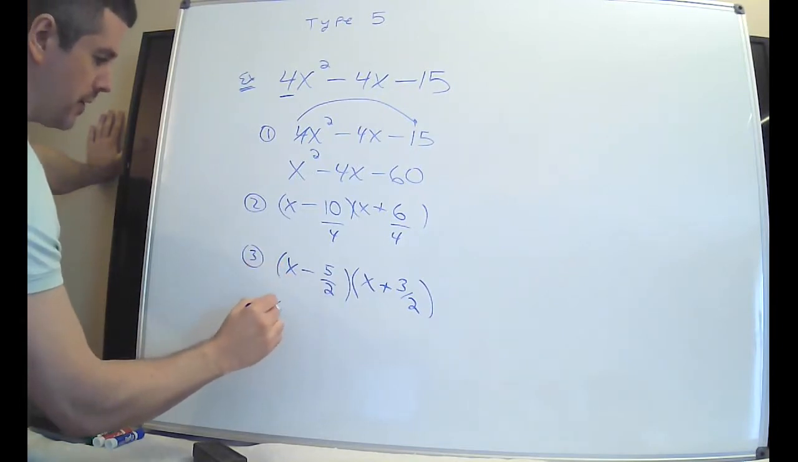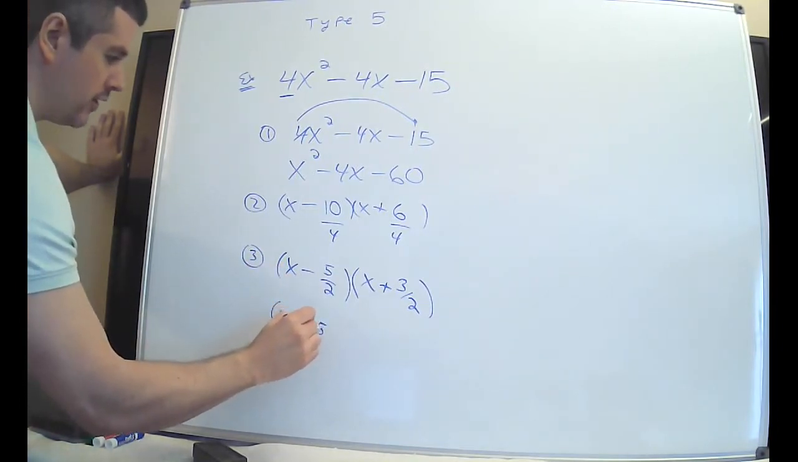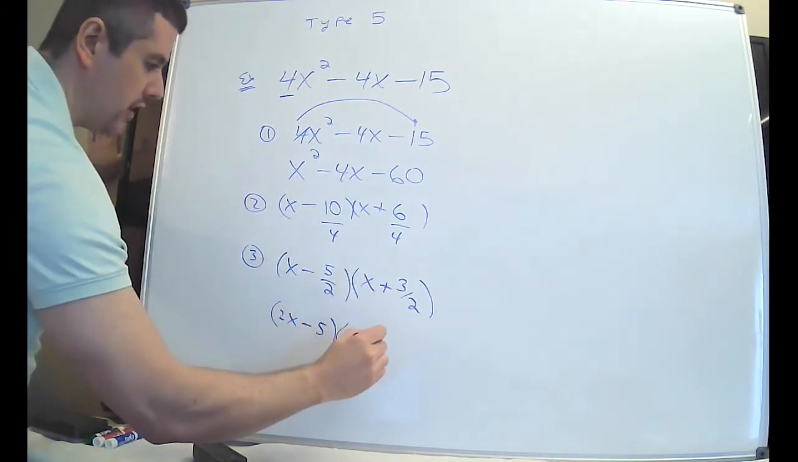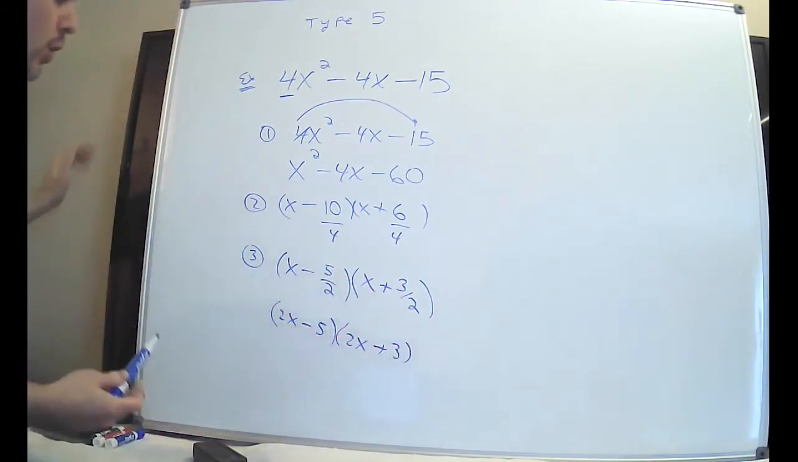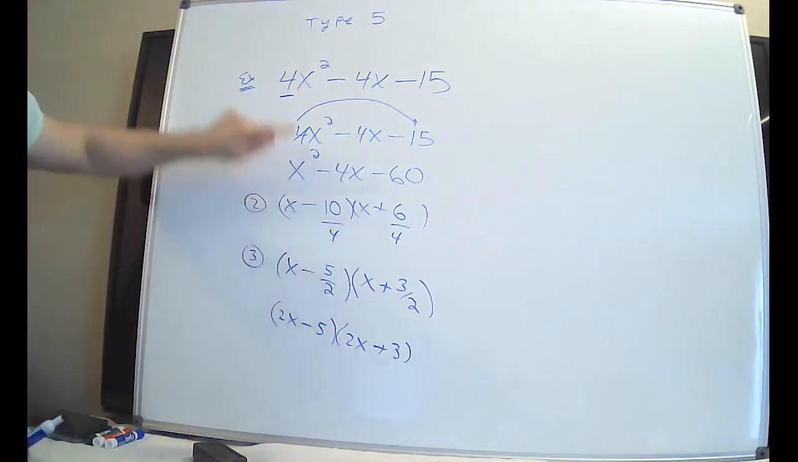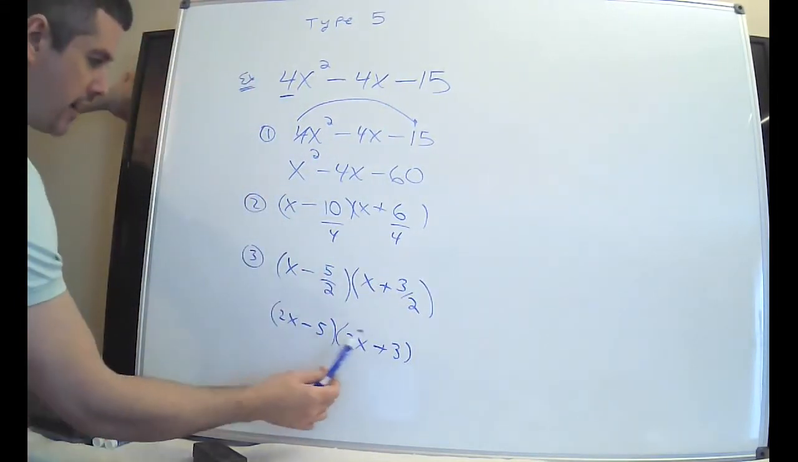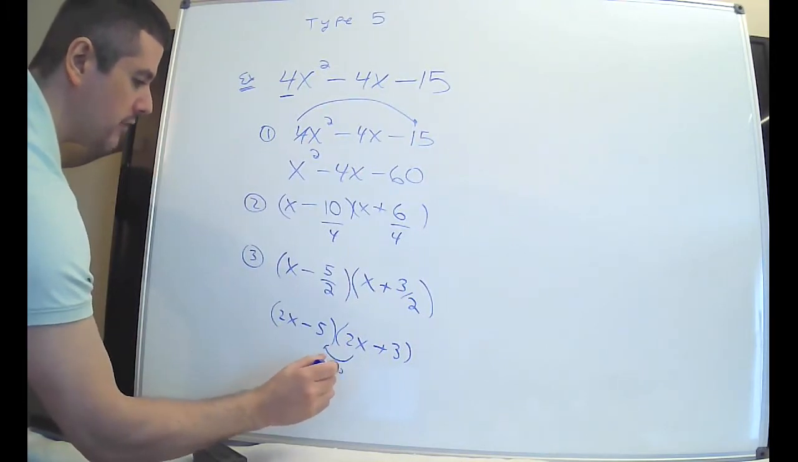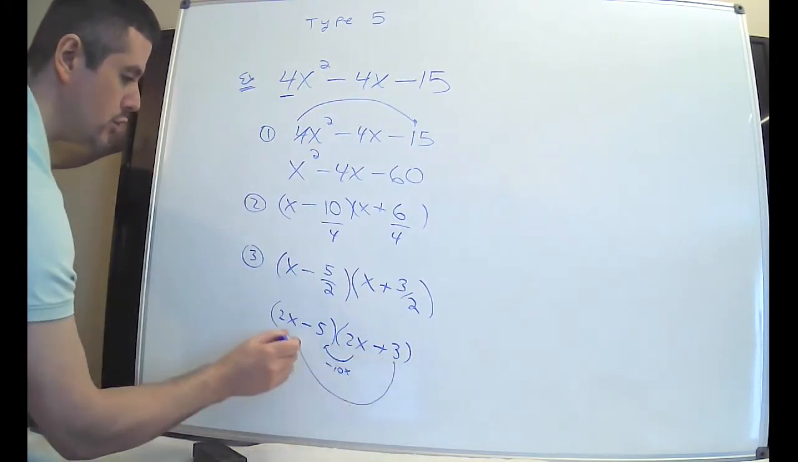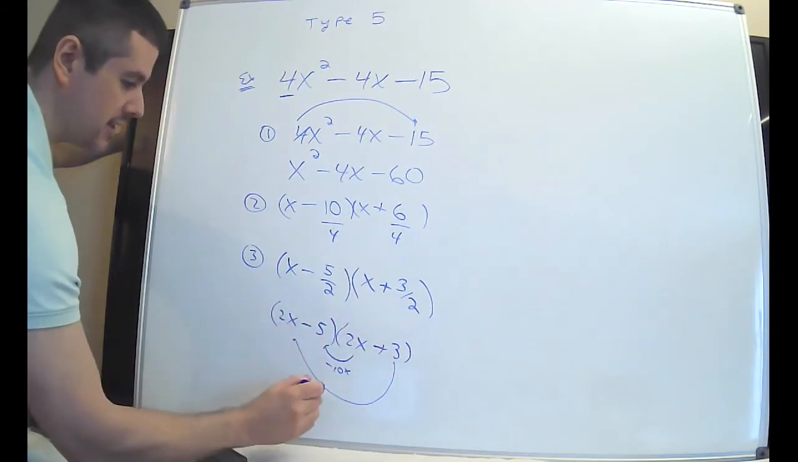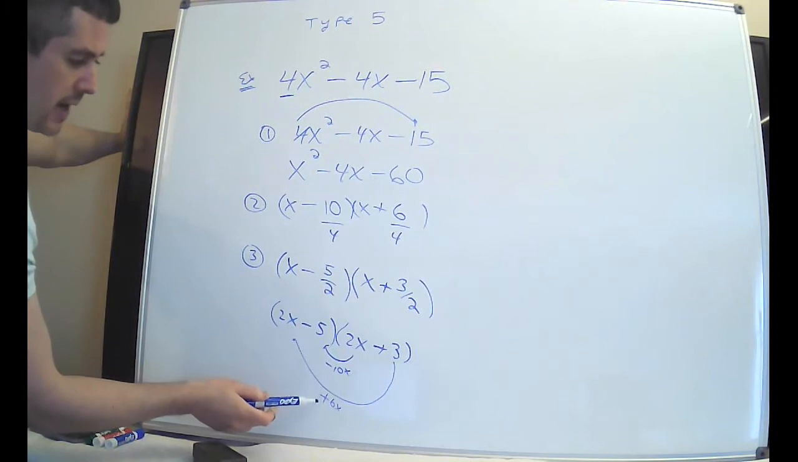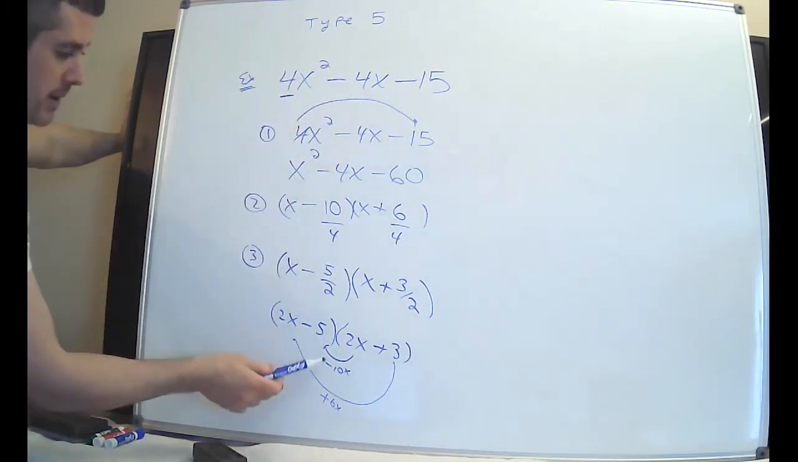Now move them up. The 2 goes in the front. The 5 stays where it is. The 2 goes in the front. The 3 stays where it is. There's no way this works. 2x times 2x, 4x squared. 5 times 3, 15. Make the rainbow. Negative 10x. Positive 6x. Right? 2 times 3. Negative 10 plus 6. Negative 4 in the middle.